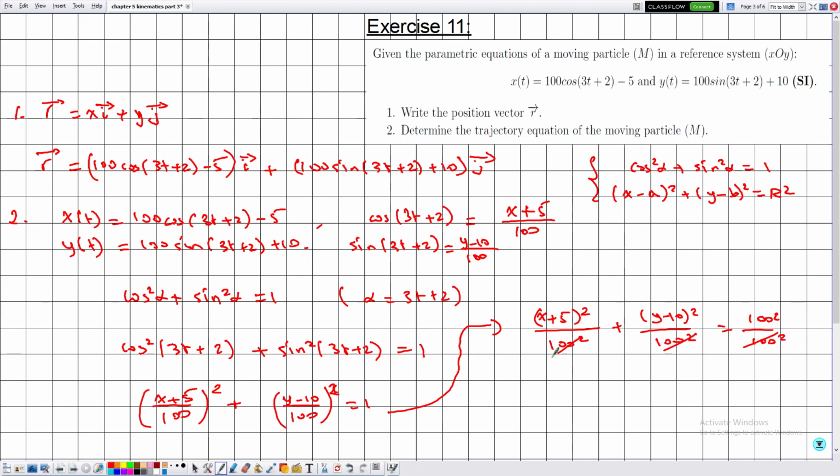Simplifying by 100 to the power 2 on both members, we get that (x plus 5) to the power 2 plus (y minus 10) to the power 2 is equal to 100 squared. From this relation we can directly say it's a circle, but we need to determine the center and the radius of the circle.